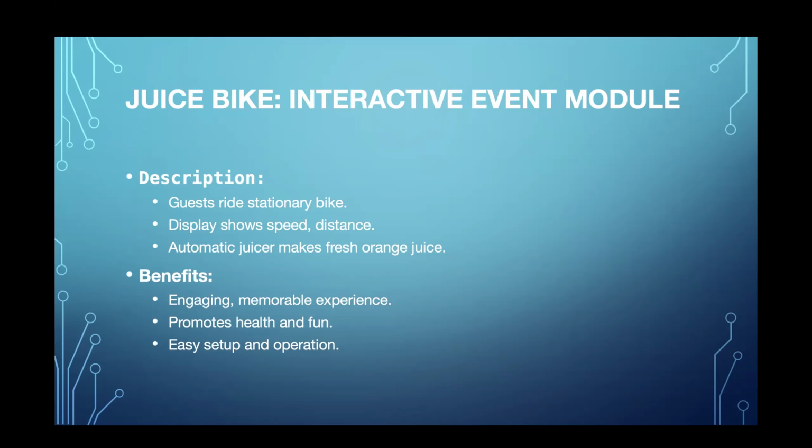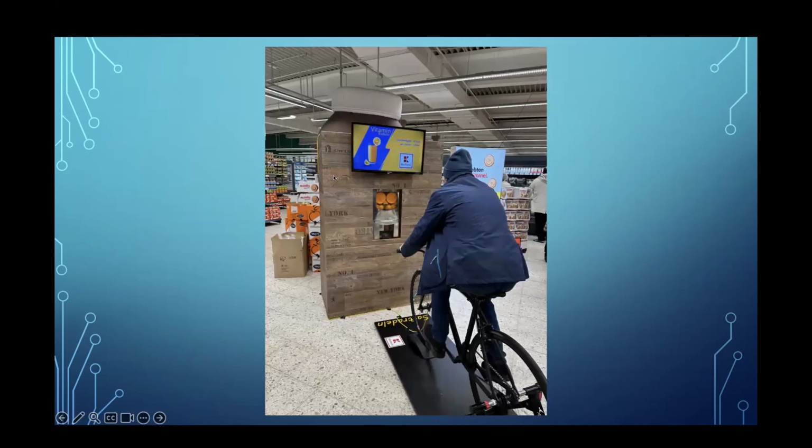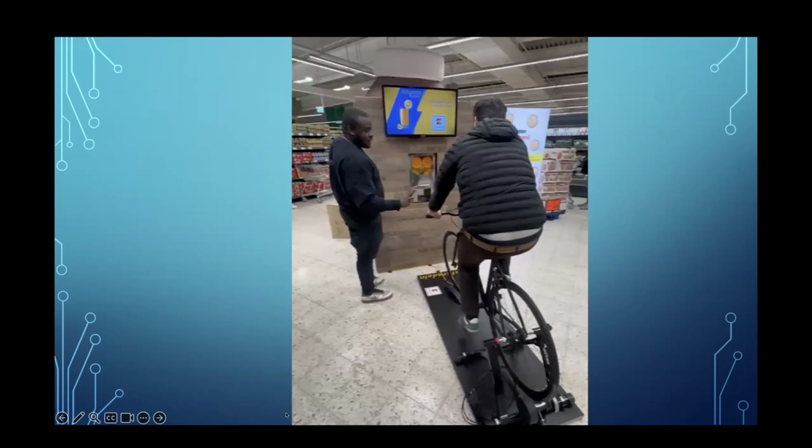It's mostly for marketing and so on. Here we can see it. It's in a supermarket. We have the bike in the front and someone sitting on it. And here it's very small, but here you can see your speed and so on. And I hope that works. We have a video of it.